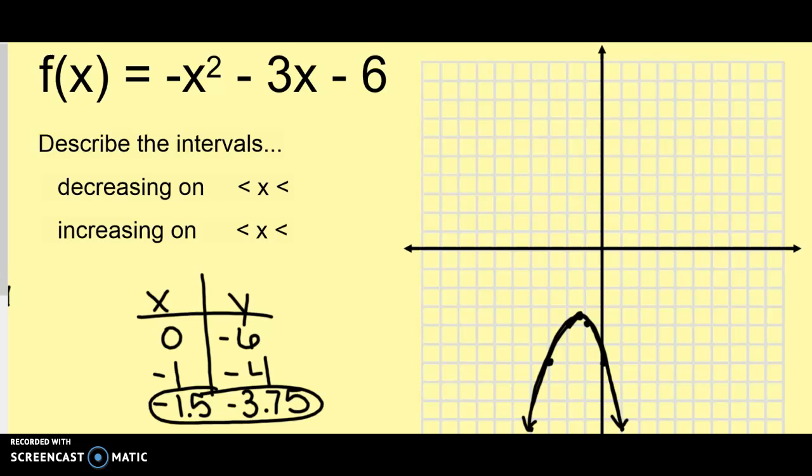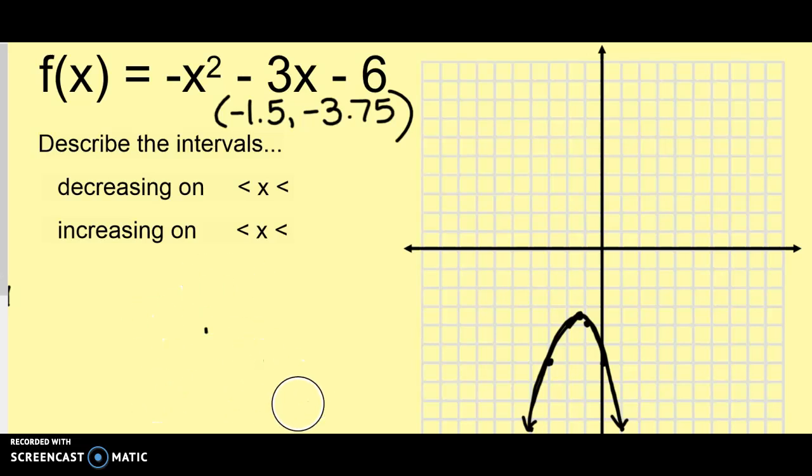Okay, so make a note of your vertex here. So your vertex is going to be at -1.5 and -3.75. Okay, so now once we have that, we want to know where it is decreasing. It's pretty simple if you think about it. All right, look at this. The graph is going up from left to right, so it's increasing here, all right? And then over here, when it gets to the top, then it's decreasing from here. This is where it's decreasing.